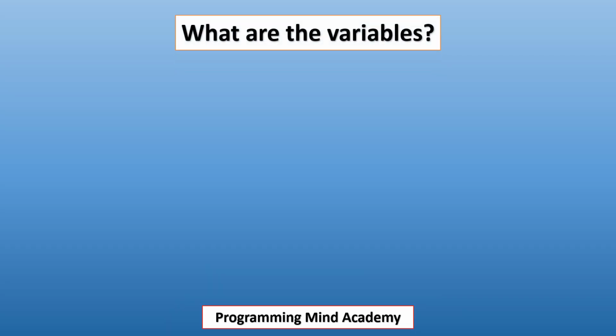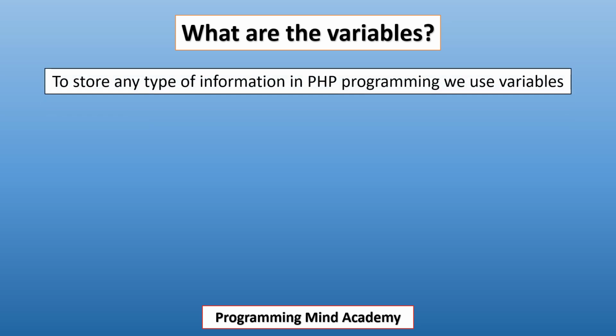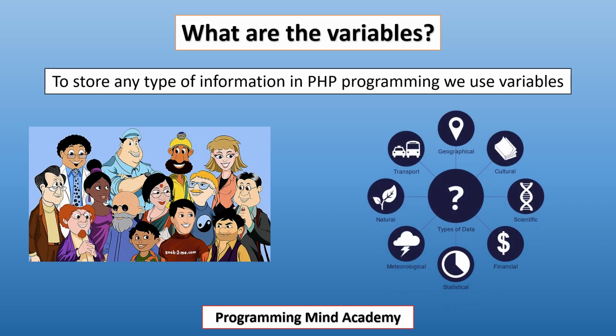So let's understand what variables are in PHP programming. To store any type of information in PHP programming, we use variables. Let's assume we need to store information like names of people, then we can store it in a variable. Let's assume we need to store any type of data like cultural, scientific, financial, statistical, meteorological, natural, transport, geographical. We can store it in variables.